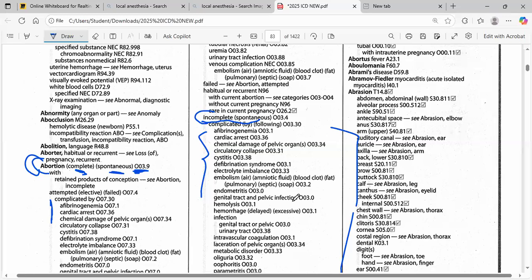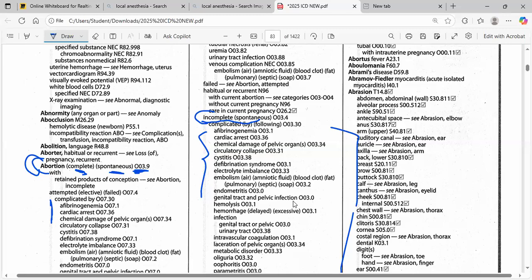Ma'am, yes, hello. Ma'am, can you repeat? The complete abortion point. Yes, ma'am. Complete and the last one, elective failed abortion.